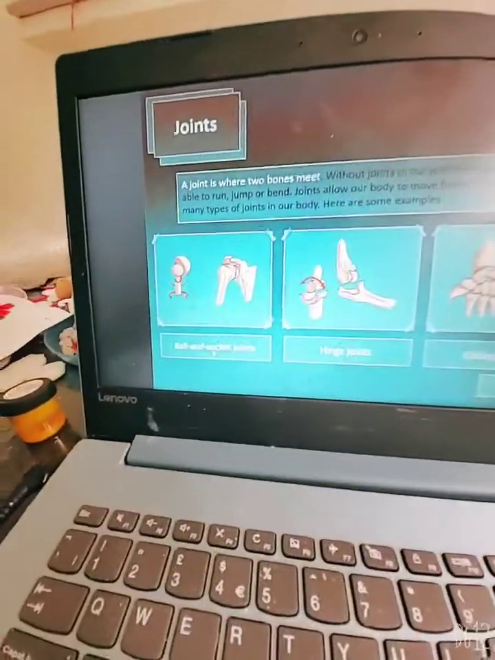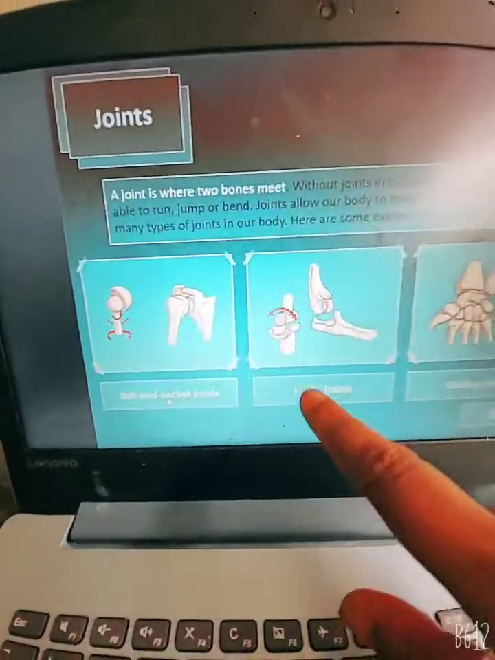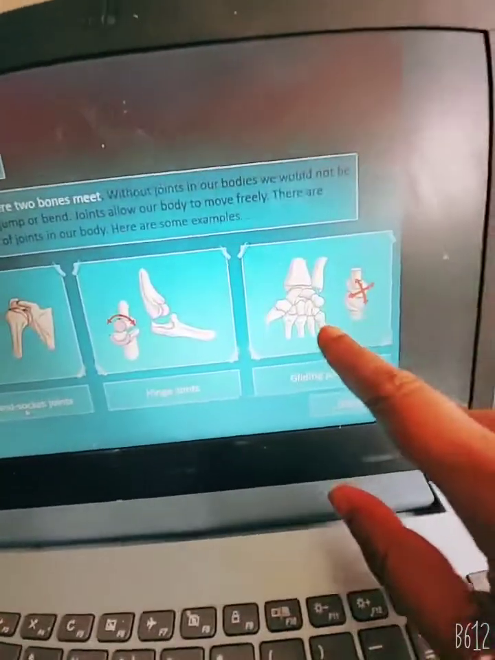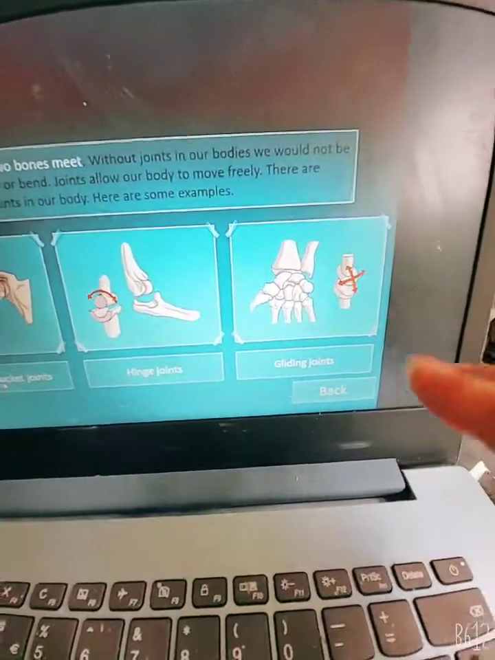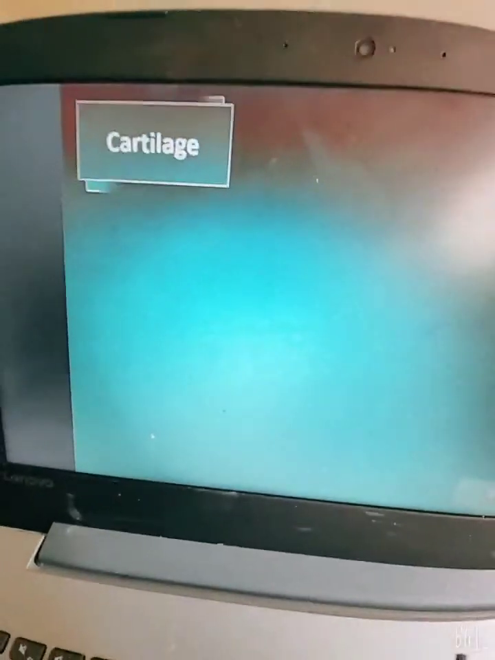So you can see this is a ball and socket joint. The ball moves inside the socket. This is a hinge joint, which moves like a hinge, isn't it? And here is the gliding joint. It glides over. So these are the different types of joints. You can see. Now cartilage.